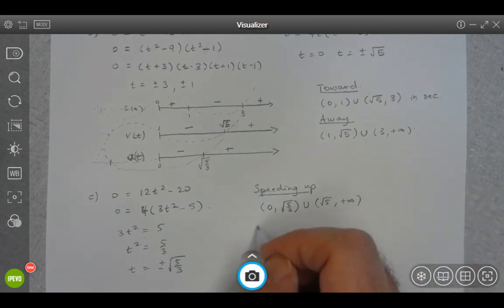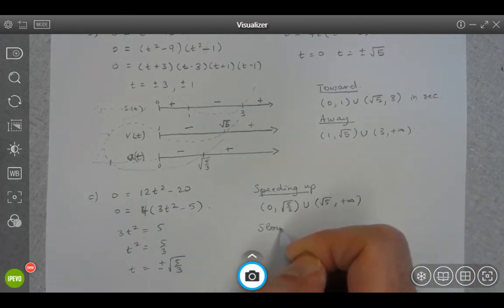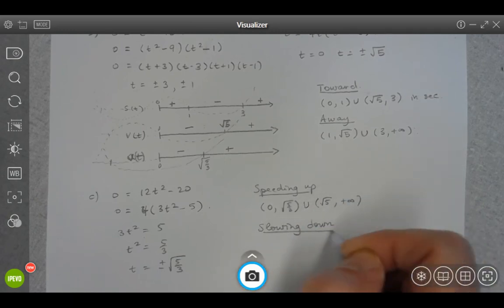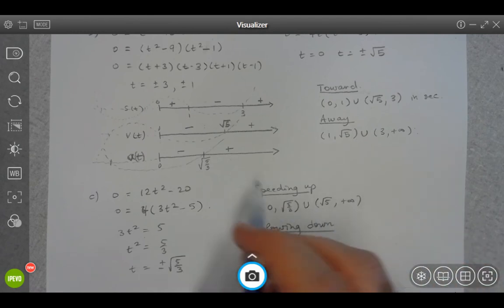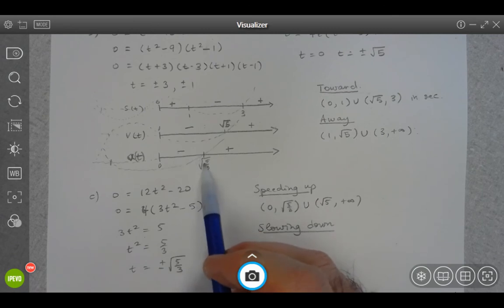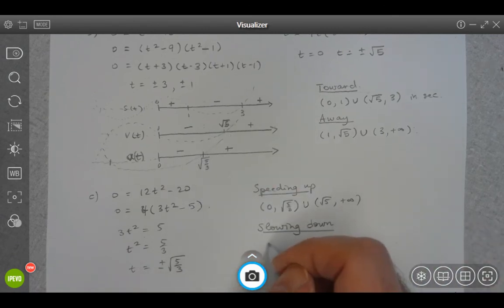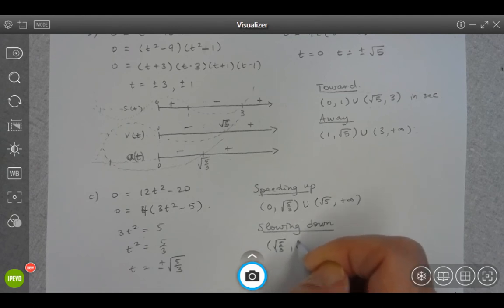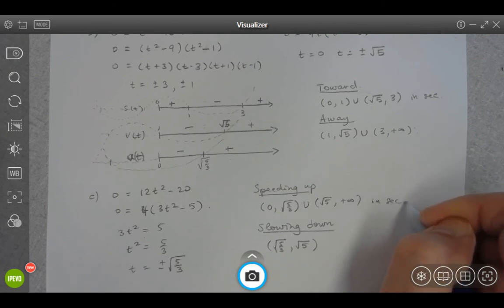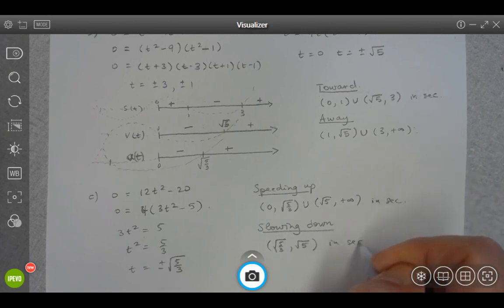And the only time they have opposite signs, so where it's slowing down, is in this little area here from root 5 over 3 to root 5. And of course, both of these are in seconds because we're only interested in the times at which this happens. All right, so any questions on these here?